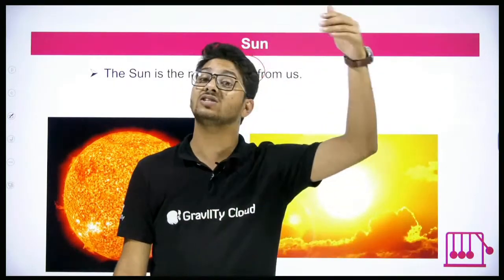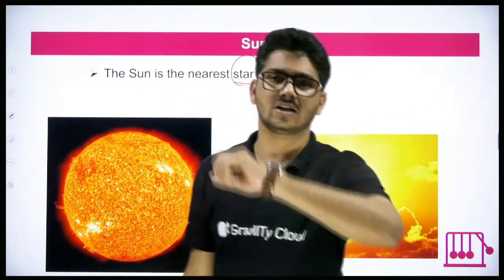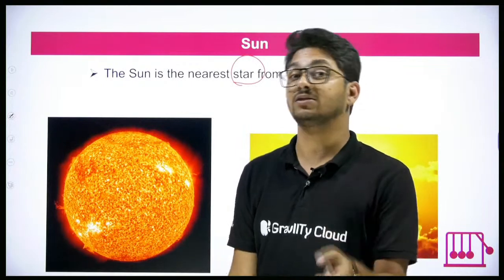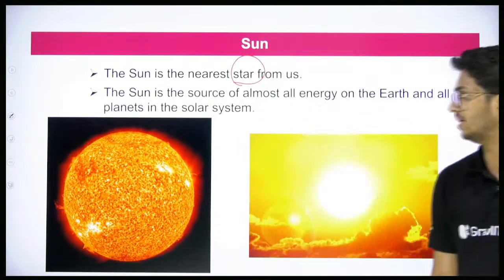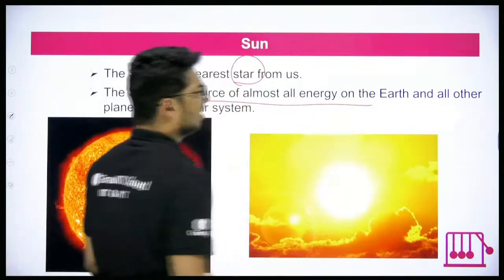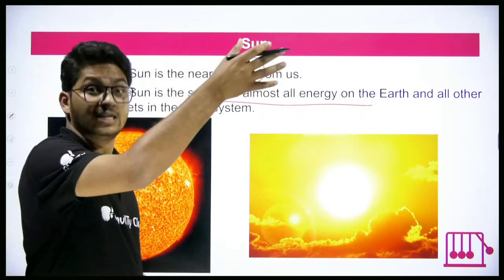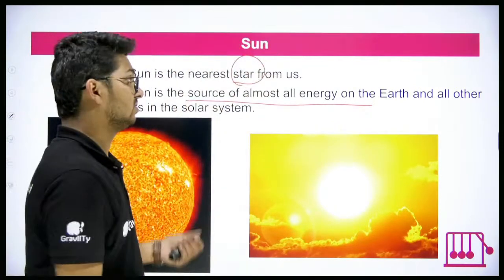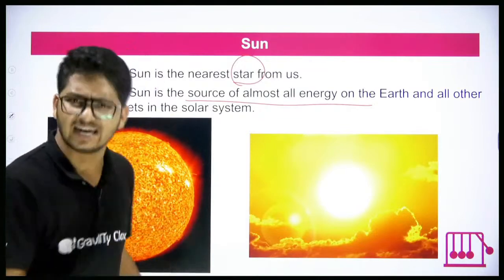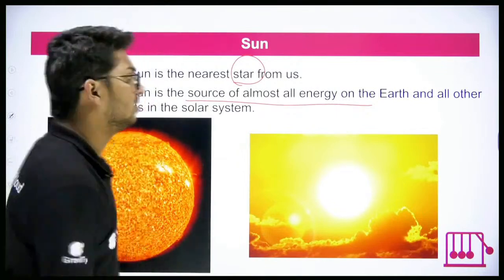Food gets its energy from what? From the sun. So almost the complete energy comes from the sun. The sun is the source of almost all energy on the earth, whatever energy you speak of. It could be energy for us, it could be electrical energy. In fact, electrical energy also comes from sun. Not directly, but indirectly, everything comes from the sun, almost everything.